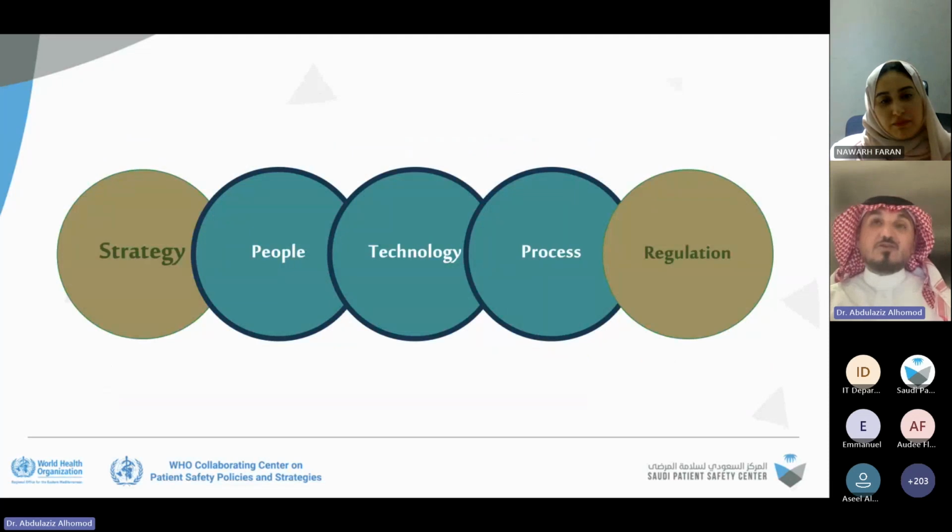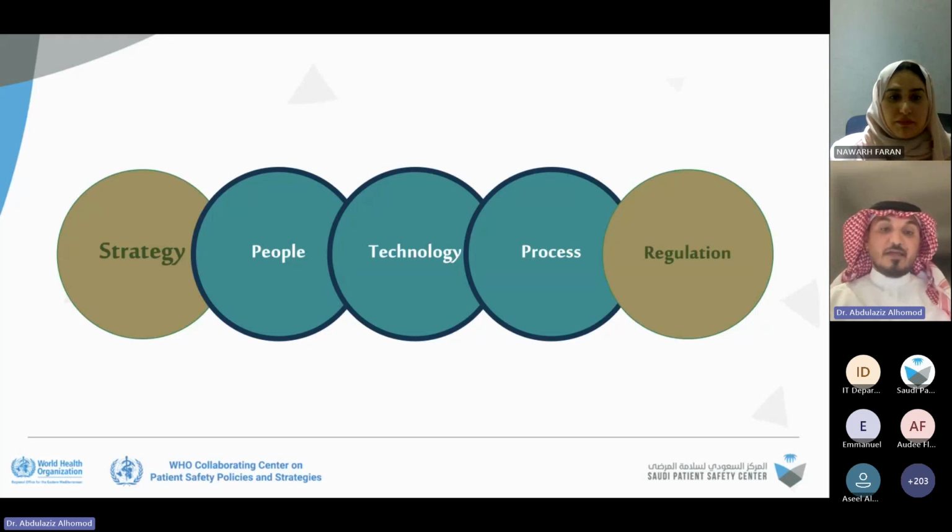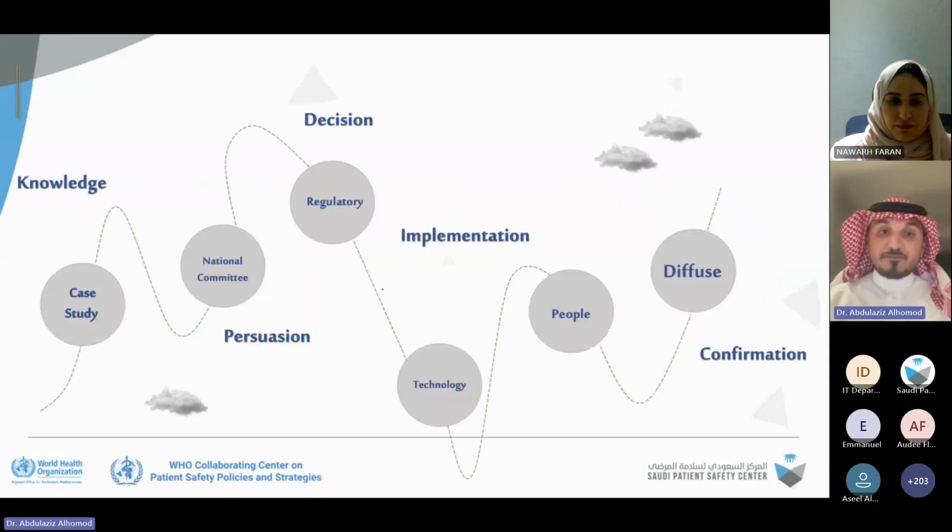So always we look at the chain of success and the chain of implementing. It always focuses on people, technology, and processes. But what's happening in Saudi today is that we have the right strategy and the right regulation to take this to the next level. And we did take this to the next level, and we did achieve.